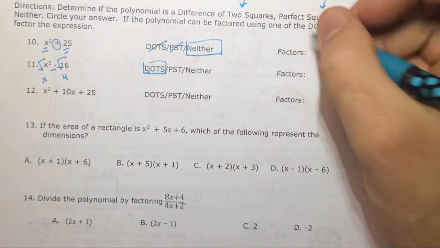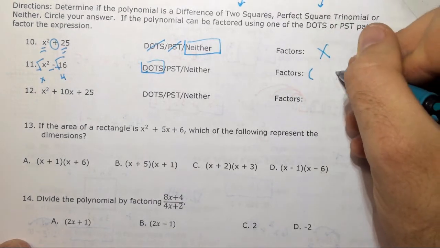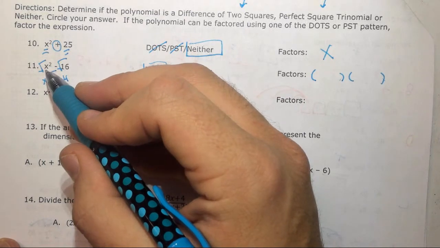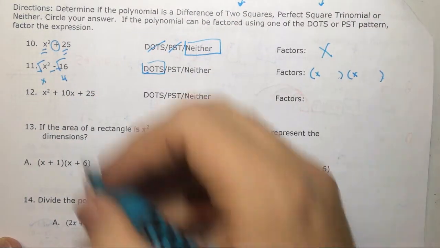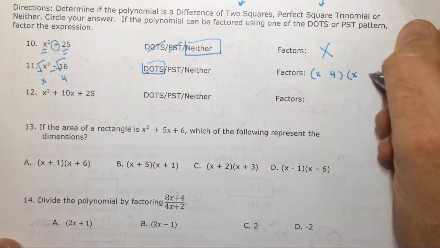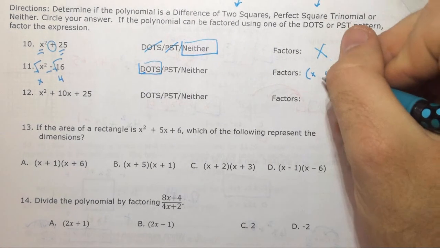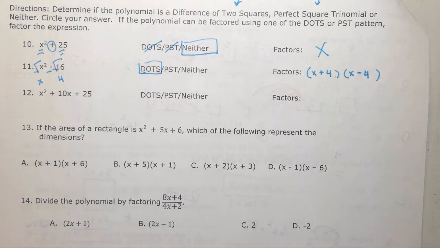Now, when it was neither, I couldn't factor it. Here I can factor this pretty easily. I always start by just putting my open parentheses. Then, what times what got me x squared? Well, x. So I put an x and an x, and then what times what got me 16? So I have 4 and 4. Now for difference of two squares, on my factors, one's going to be positive and one's going to be negative. So I have a positive and a negative for difference of two squares.